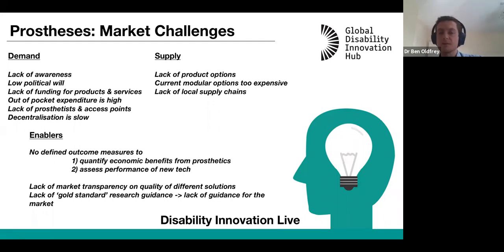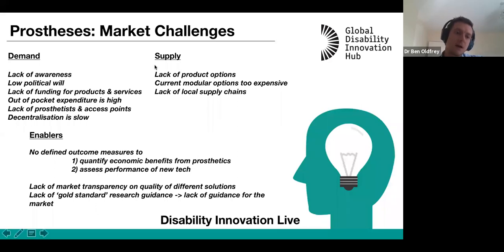On the supply side, there are lots of devices available globally, but there is a lack of product options that are specifically applicable to LMIC settings. There are modular options around, but they're generally too expensive for the lower markets, unless we're dealing with more of a middle income user in whatever setting we're referring to. And lack of local supply chains.